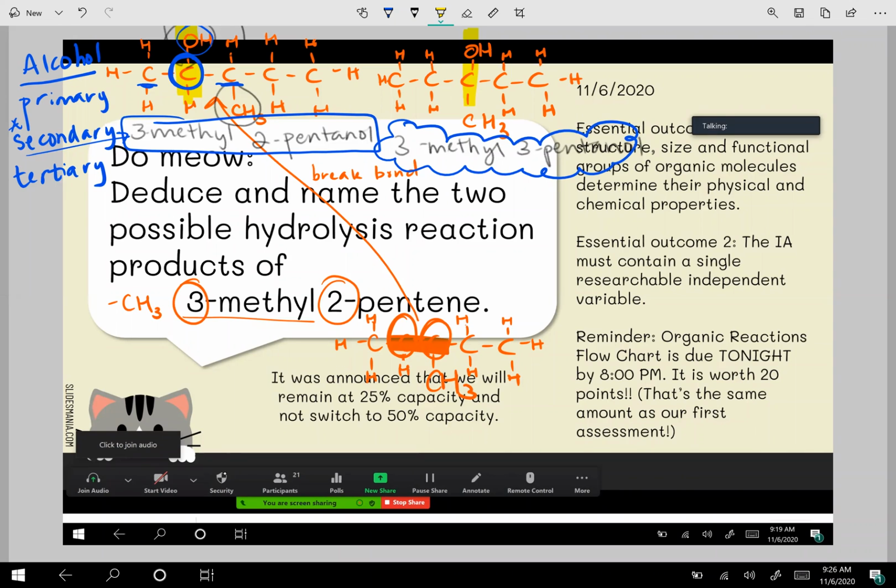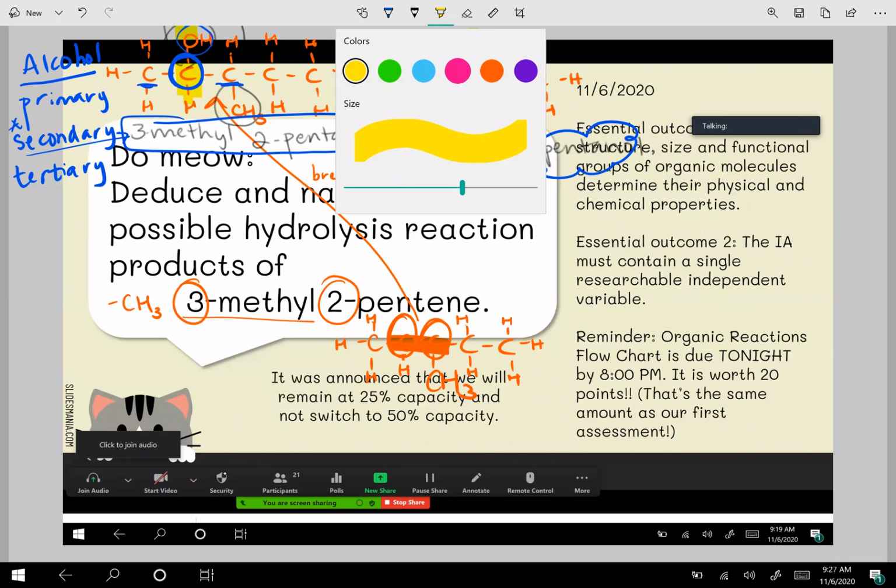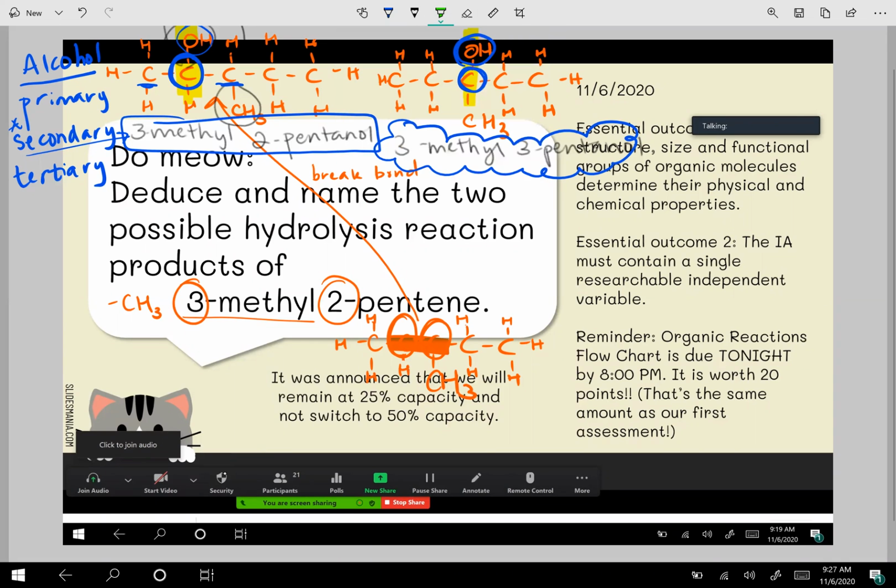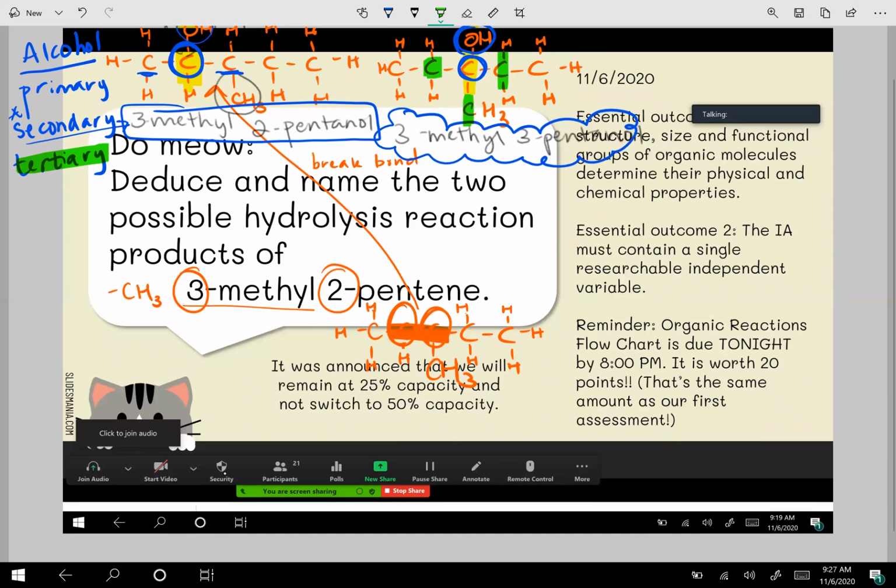Okay, good. And some more questions. So I'll get to the question in a second. So we're looking at this carbon that's attached to this OH. And that carbon is directly attached to, let's change the color here, that carbon, and that carbon. So since it's directly attached to all three of them, that one is tertiary.